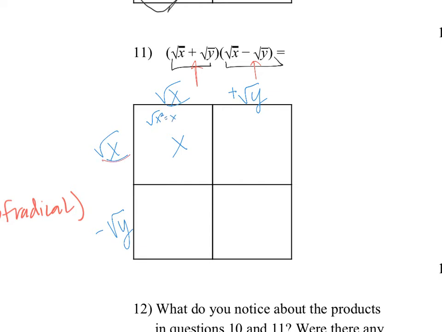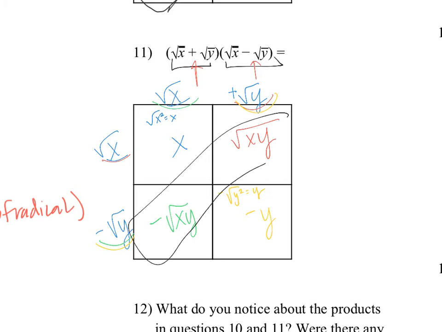When we take radical x times radical y, that's going to be the square root of xy. Negative radical y times radical x is negative square root of xy. And last, negative radical y times radical y is just going to be minus y. There's your little baby step there. And so you can see, again, these two terms are going to cancel out. And so all that we have left is x minus y.